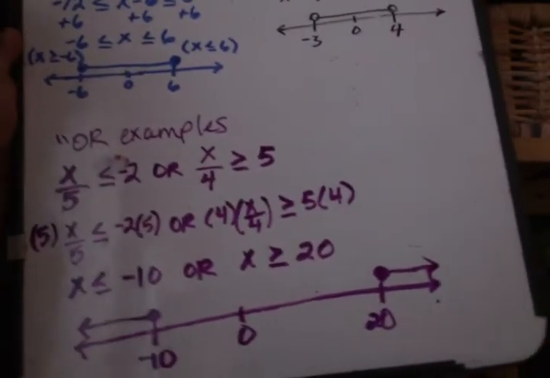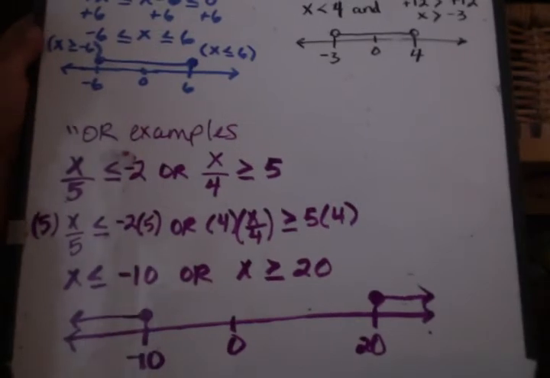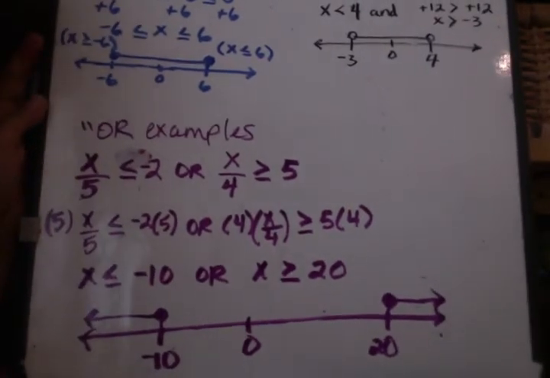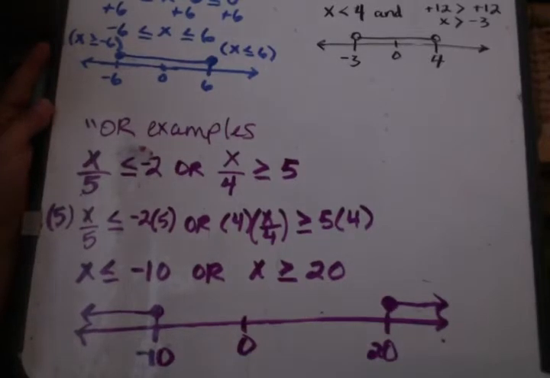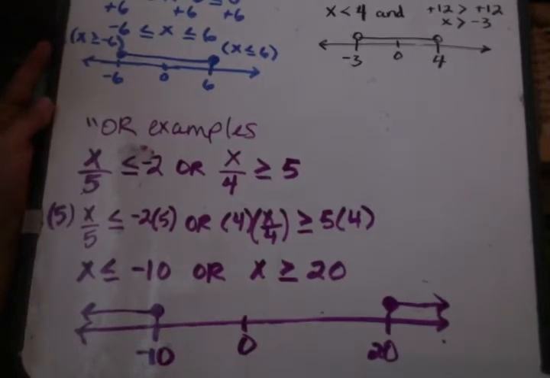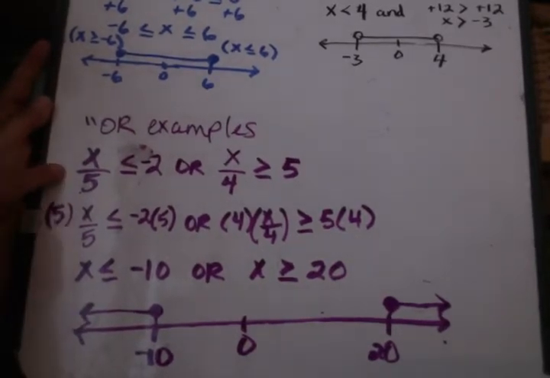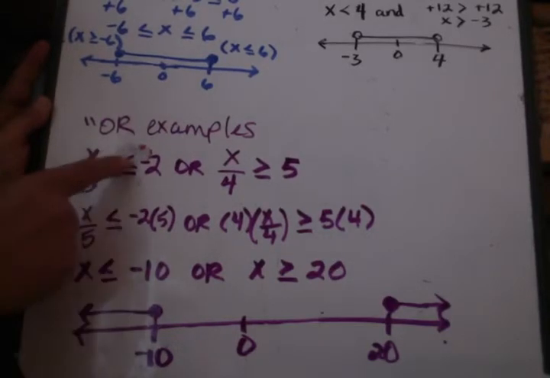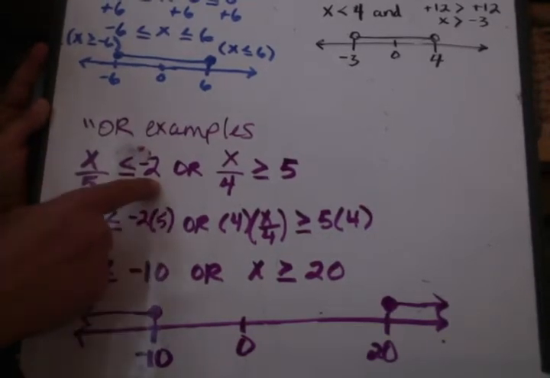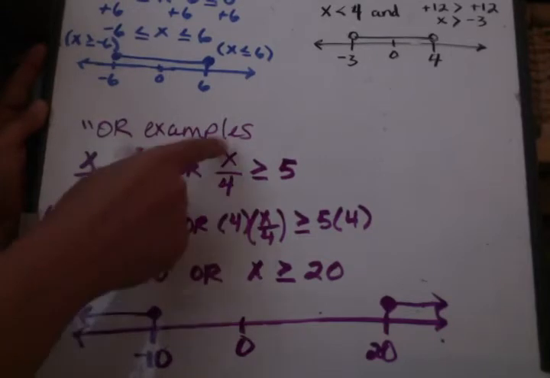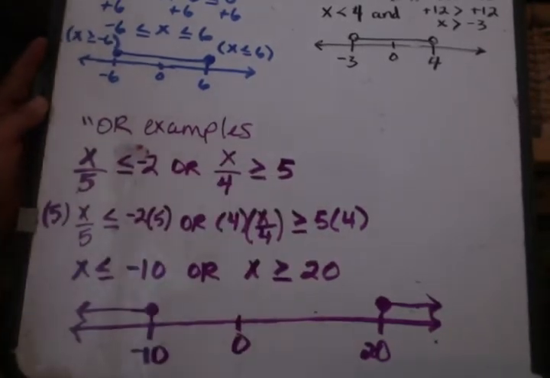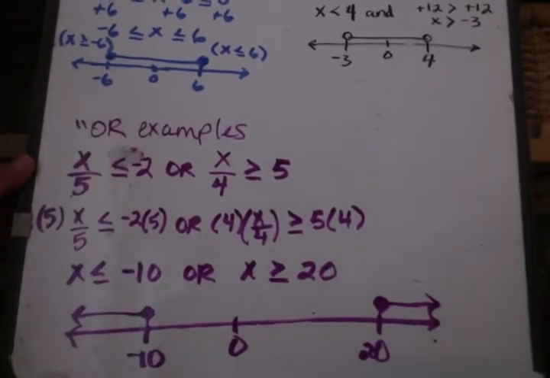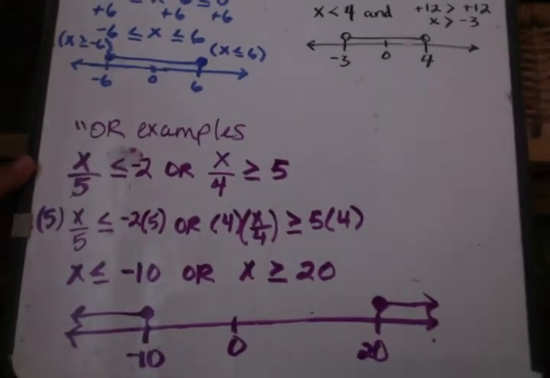Over here. Hope you can see that. All right, so I just have here one example. X over 5 is less than or equal to negative 2, or x over 4 is greater than or equal to 5. So just like we did with the AND, we solve both of them so that we just have the variable by itself so we can graph it.